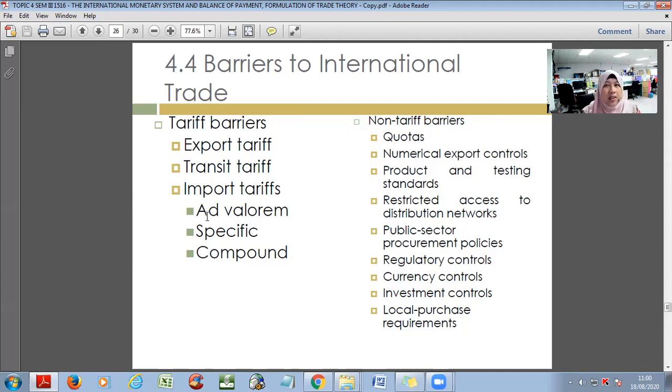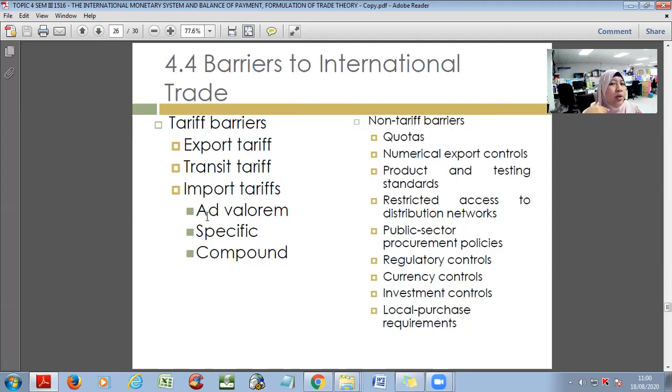Export tariff is the tax. Tariff is a tax placed on goods that are traded internationally. That is the export tariff. I want you to remember and read my lips. You can jot down while you're hearing this lecture. Export tariff is the tax on goods traded internationally, imposed by the government.